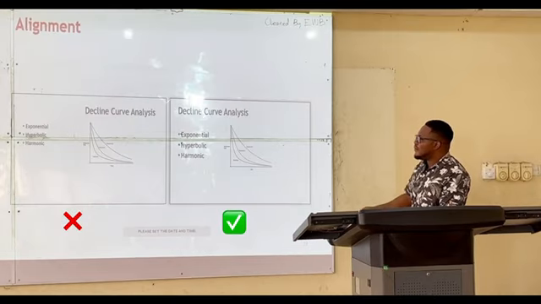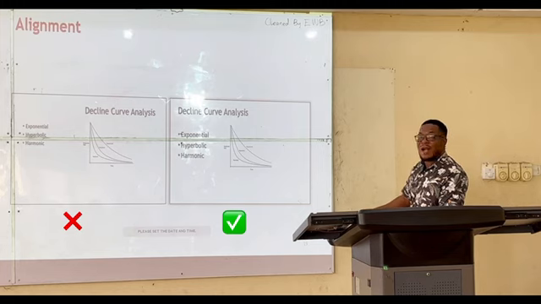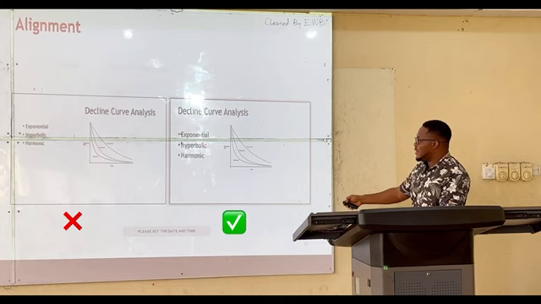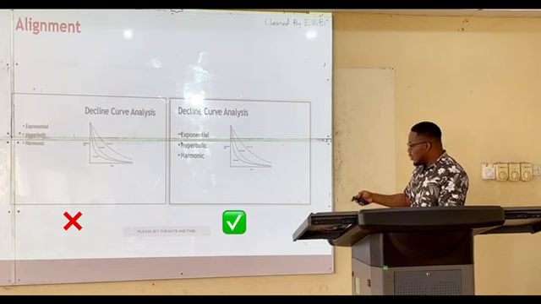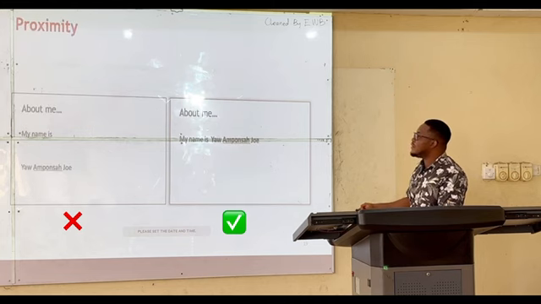Alignment. You want to align whatever you're writing, your captions, together with whatever figures or animations you have. Now, if you look here at this decline curve analysis, you notice that the writings over here are not aligned with this figure over here. But here you can see that they are aligned. They are big, right? And they kind of align with the figure over here. You want to also consider that when you are having your presentation.